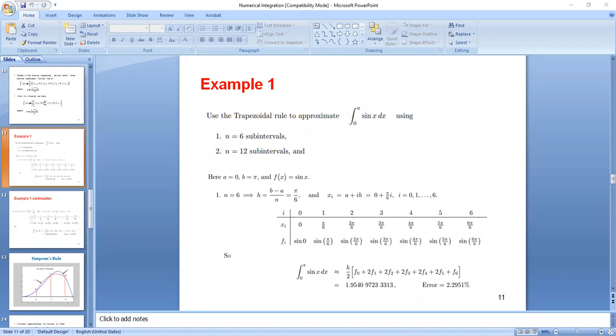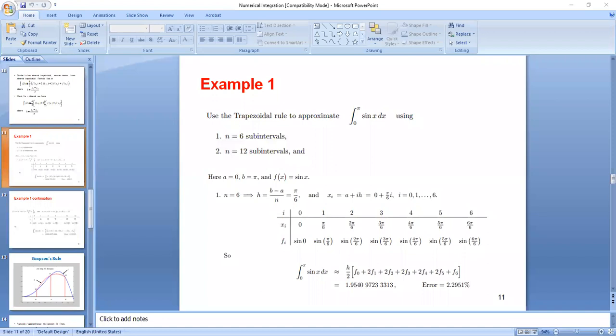Use the trapezoidal rule to approximate the definite integral, the value of the definite integral of sine of x dx evaluated from 0 to pi. Now, before you even ask a question, I will answer it myself. You might say, Miss, this is not non-elementary. True, sine x dx is an elementary integral. It's just being used in here.